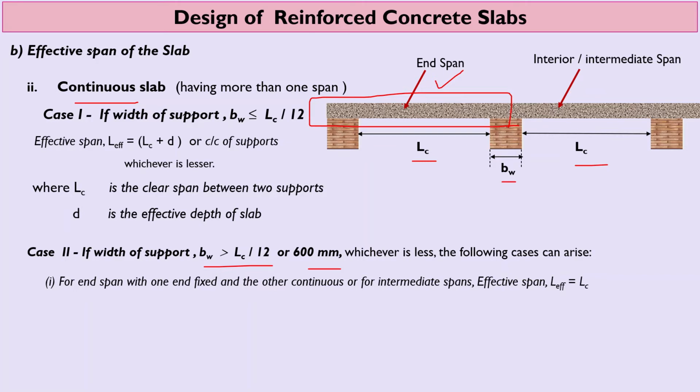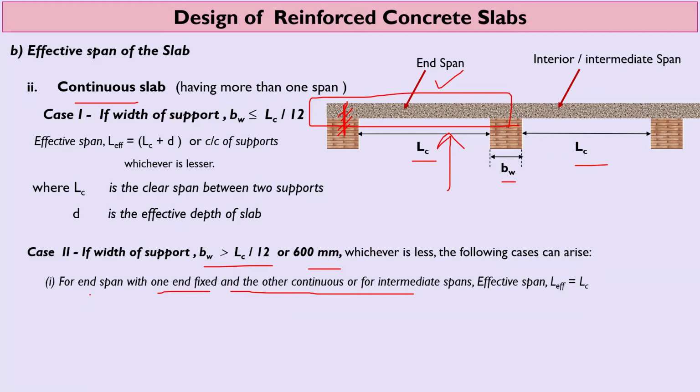Now you can see this is the end span. If you are going to discuss this span, that means you are going to design this span of the slab, where one end may be fixed and the other end may be continuous. Here, if one end is fixed, now earlier we have discussed simply supported. Now it is a continuous type of slab. Here there may be a fixed type of support also. So both the possibilities are there. If it is not a fixed type of support, then the first condition will be easily applicable.